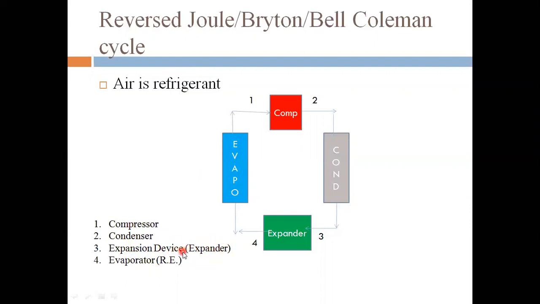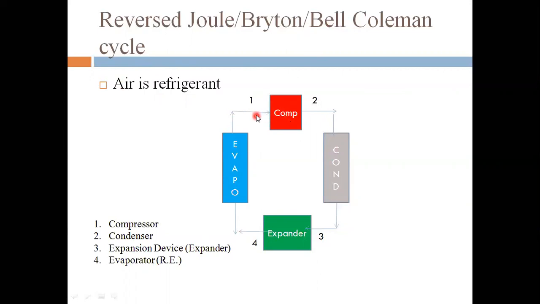Different expansion devices are used. Like in the reverse Carnot cycle, we use the turbine. In the Bell-Coleman cycle, we use the expander. Now, first is the compression process. In the compression process, the working medium is compressed. Here it is important to note that the working medium is air. So in the Bell-Coleman cycle, air is used as a working medium, or we can say air is the refrigerant. So first is the compressor.